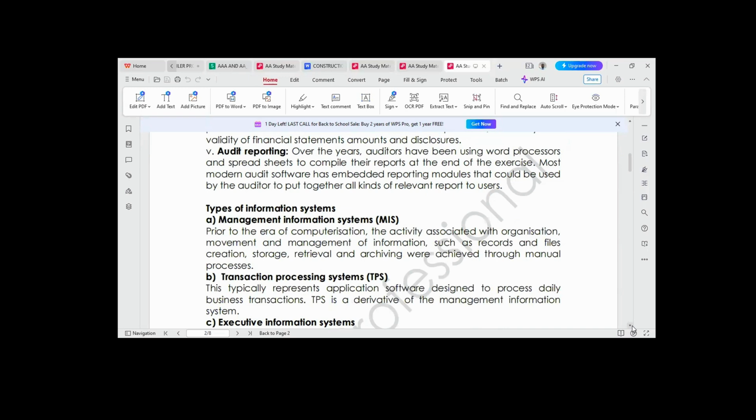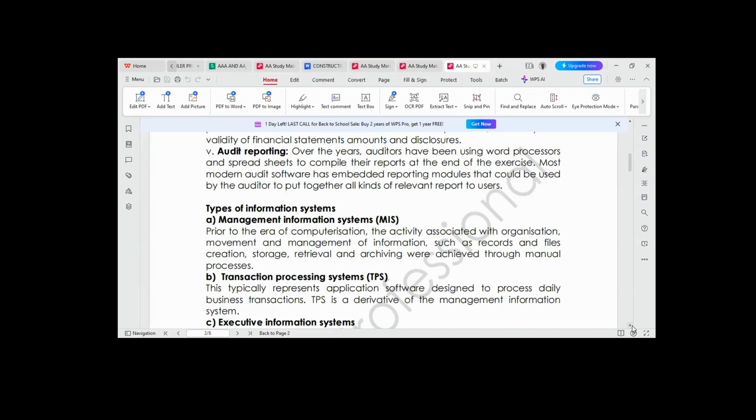So go to the next area, types of information system. Now, there are different types of information system that exist in an organization. We have the first one called the Management Information System, which is called the MIS. Okay? Now, what this does is that it helps to create record files, store them, retrieve them, and archive them as much as possible. It helps to create records and files, store them, make it easier for retrieval, and also archive them.